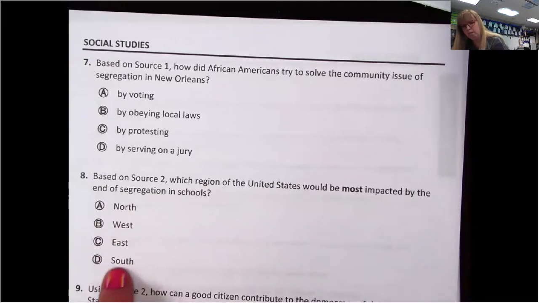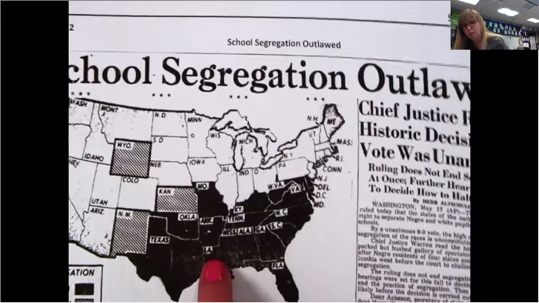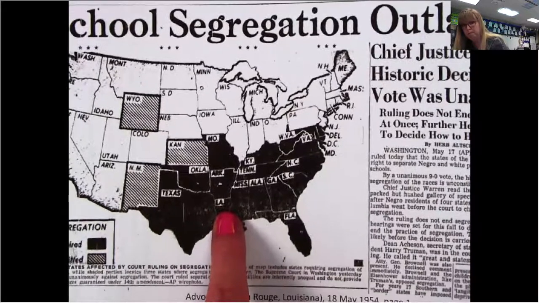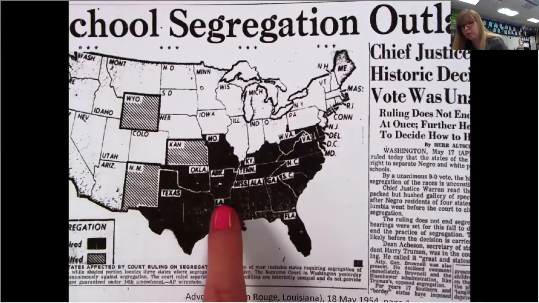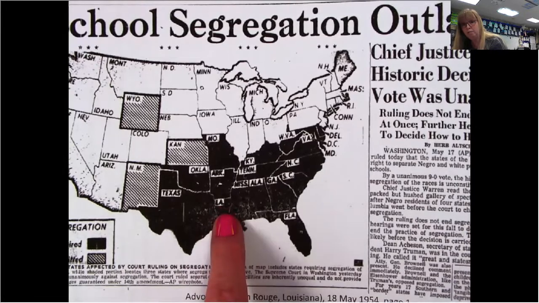That's the south. So the south would be most impacted because the south is where all that segregation was going on. Okay. So once the segregation ended, that's where there would be the most change.